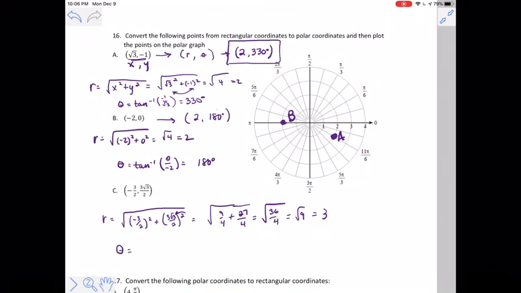And then theta, inverse tangent of 3 root 3 over 2 divided by -3/2. So if we wanted to do some arithmetic over here, 3 root 3 divided by 3/2 is the same as multiplying by 2/3, so the 2's and the 3's cancel, so essentially just left with -√3.